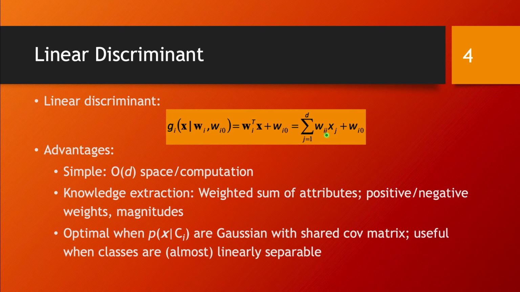We have also discussed that in a case where the classes are distributed with a Gaussian distribution with shared covariance matrices, these linear discriminants in fact are optimal to separate the classes. So in some cases, this is even the optimal method, depending on how your data is distributed. So all of these things are points for choosing this linear discriminant function.